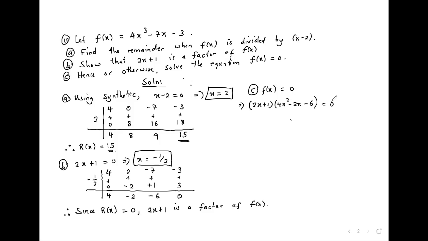The initial function up there is 4x power 3. If you multiply this, you're going to get 2x times 4x. That's going to be 8x power 3. So it does not give that. So you don't write it like that, guys. Okay? You don't write it like that. Okay, so what do you do?